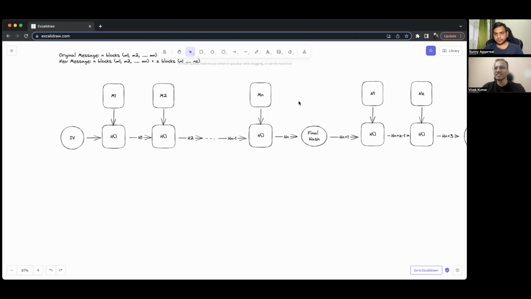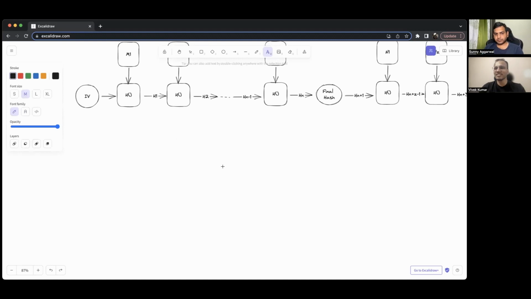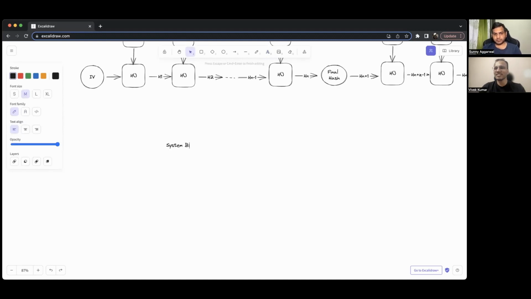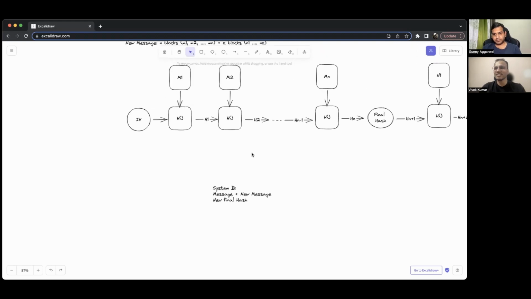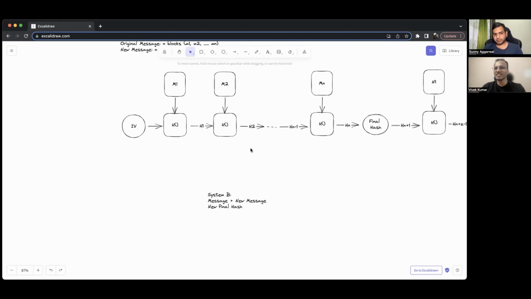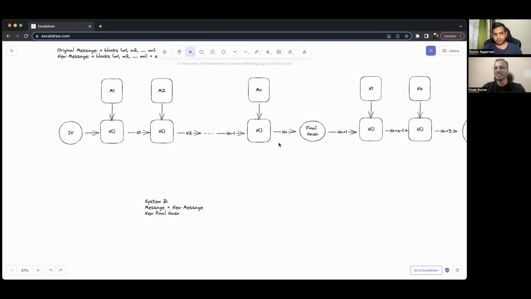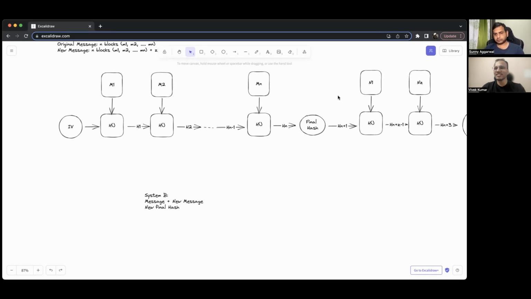Yeah. Okay. So after this happens, system B will receive the message plus the new message and the new final hash along with it. And all of this is done without knowing the original secret. The reason we need to know the length of the secret is because we have to divide the message M into a number of blocks. We need to know the blocks till here. Only then can we generate new blocks over here. So only if we know this information, this can happen.